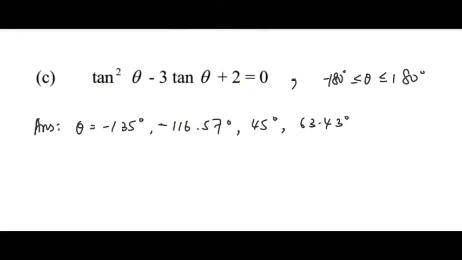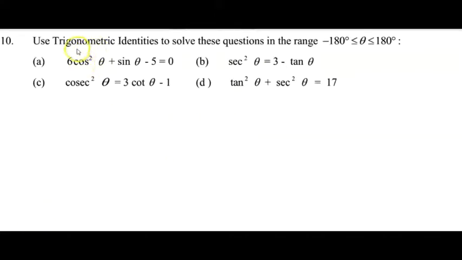Okay, let's proceed to the next question. For this question, we are going to use trigo identities to solve in the range of negative 180 to 180. We can see that questions A, B, C, D all involve two trigo ratios.